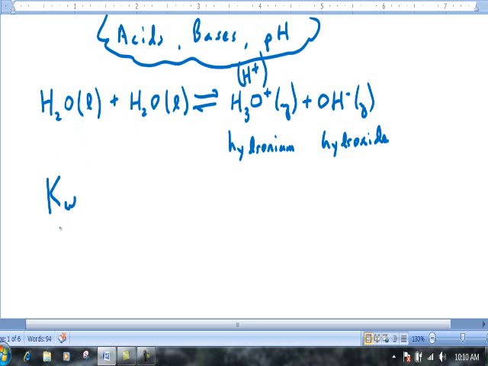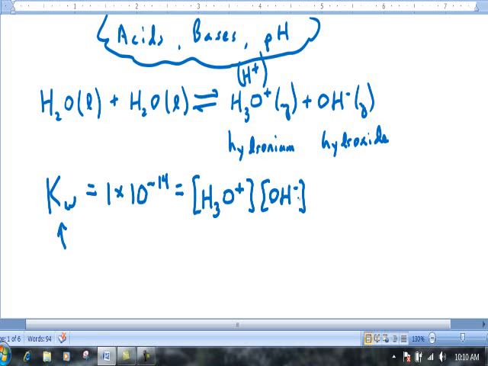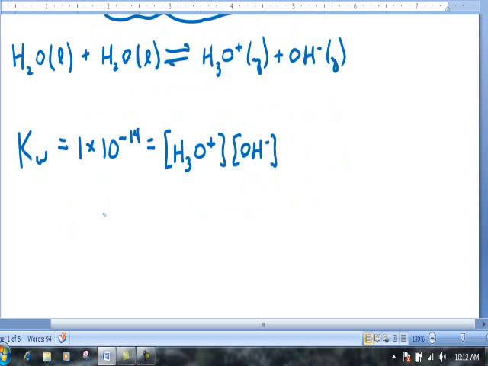Because this is an equilibrium system, the water has an equilibrium constant, referred to as Kw, where the W represents water. As we've seen in previous equilibria, the equilibrium constant is equal to the products divided by the reactants. In this case, because the reactants are in the liquid phase, they drop out of the expression, leaving us with Kw as 1 times 10 to the negative 14th, which is equal to the hydronium concentration times the hydroxide concentration.